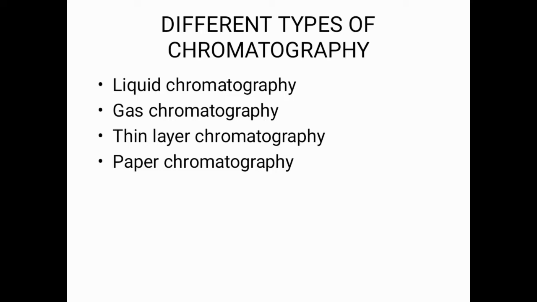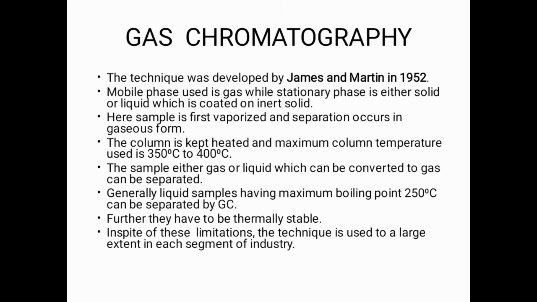Furthermore, gas chromatography is subdivided into gas solid chromatography, gas liquid chromatography, and gas bonded phase chromatography, which is a relatively new technique. This technique was developed by James and Martin in the year 1952. Here, the sample is first vaporized and separation occurs in gaseous form. The column is heated and maintained at around 350 to 400 degrees Celsius in an oven. Generally, liquid samples with a maximum boiling point of 250 degrees Celsius can be separated by gas chromatography.